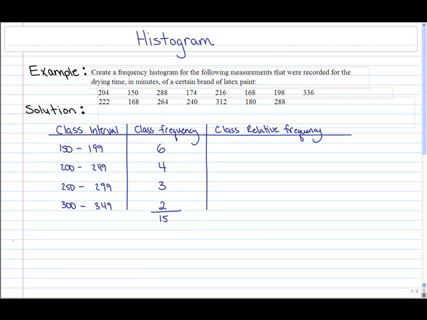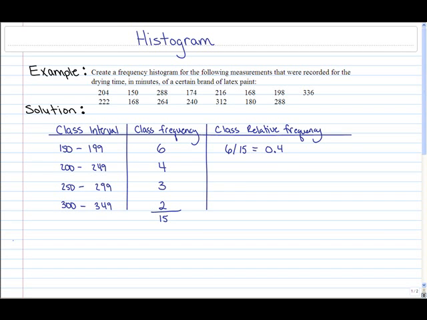So for example, in the first class here, from 150 to 199, I have a frequency of 6 values out of 15 that fall within that class. So your relative frequency would just simply be 6 out of 15. Now 15 is just the total amount of data points. Now 6 out of 15 just works out to be 0.4. And again, that's just the percentage. So about 40% of your data points fall within that first class.